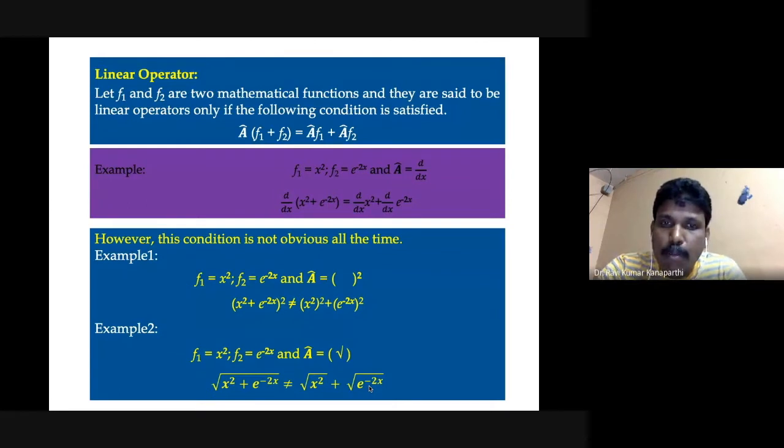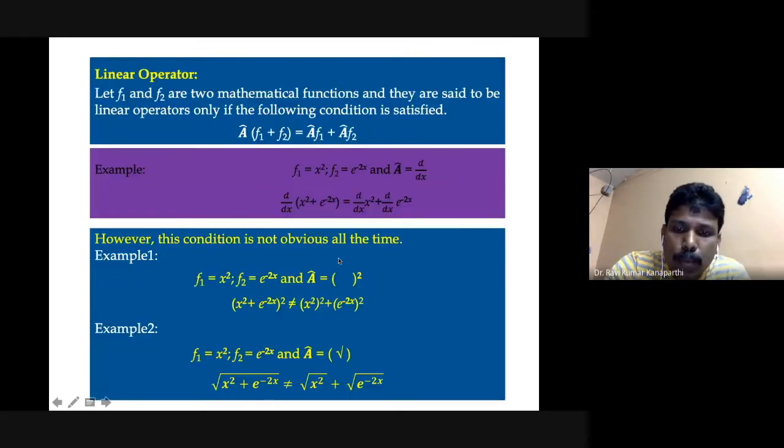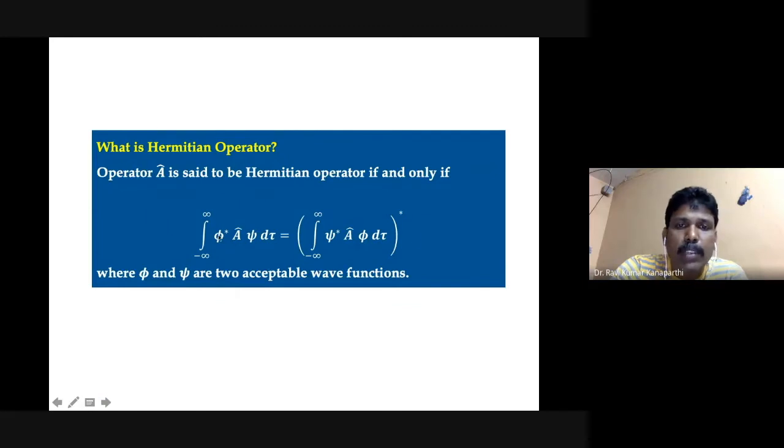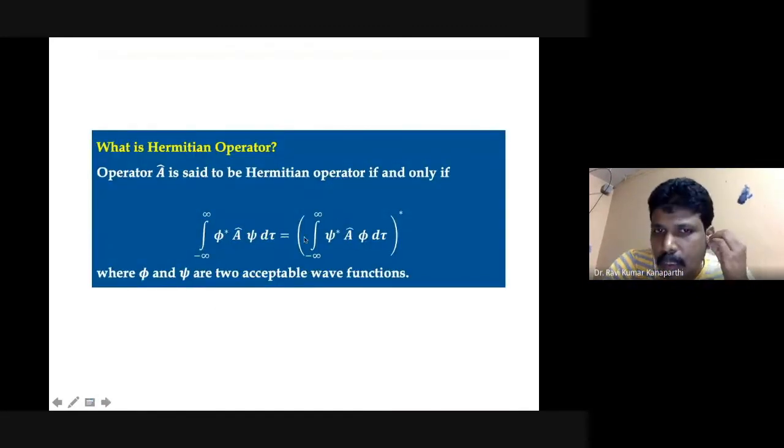Now I'll come to the last condition, that is a Hermitian operator, a linear Hermitian operator, right? The Hermitian operator is a very important thing in quantum mechanics, and the definition of the Hermitian operator is given in this particular slide. You can see here the operator A is said to be a Hermitian operator only if it satisfies this particular condition. Okay, so what is this? It is very simple.